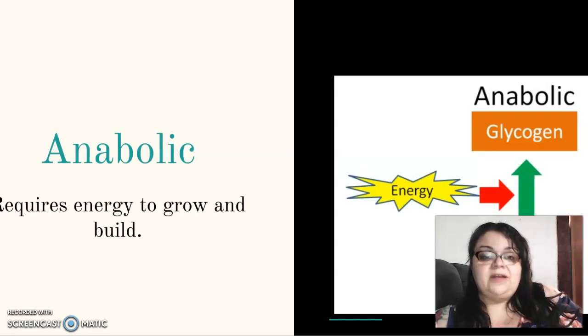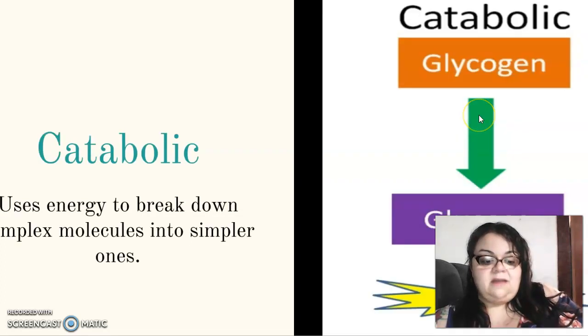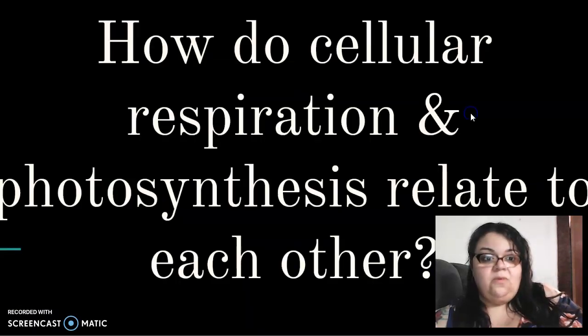These chemical reactions require energy, whereas catabolism uses energy to break it down. It is the breakdown of complex molecules into simpler ones. These metabolic processes work together in all living organisms to do things like produce energy and repair cells.